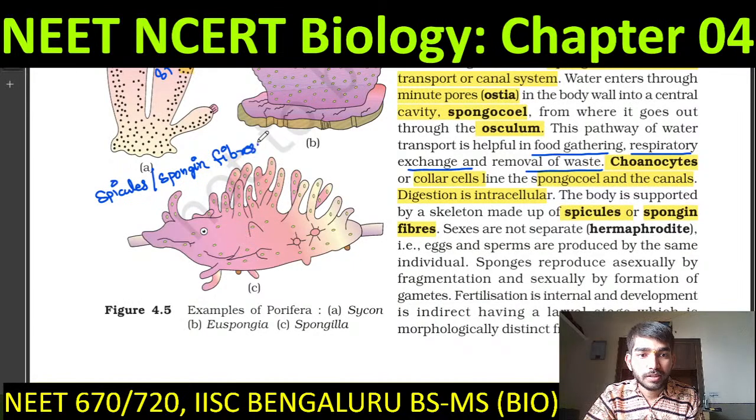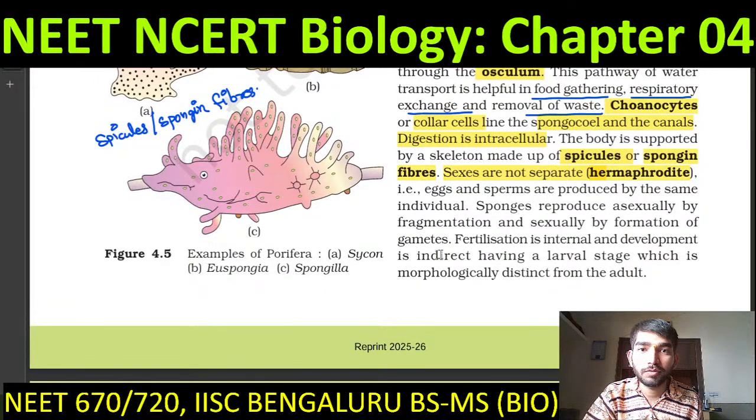And one more thing, sexes are not separate. They produce both male and female gametes on the same body of the sponge. Eggs and sperm are produced by the same individual. Sponges reproduce asexually by fragmentation. This is like an extension of the plant kingdom, where for asexual reproduction they also used fragmentation. Sexual reproduction occurs by the formation of gametes. Whenever there is formation of gametes, it leads to sexual reproduction, by definition. Fertilization is internal and development is indirect, having a larval stage which is morphologically distinct from the adult.